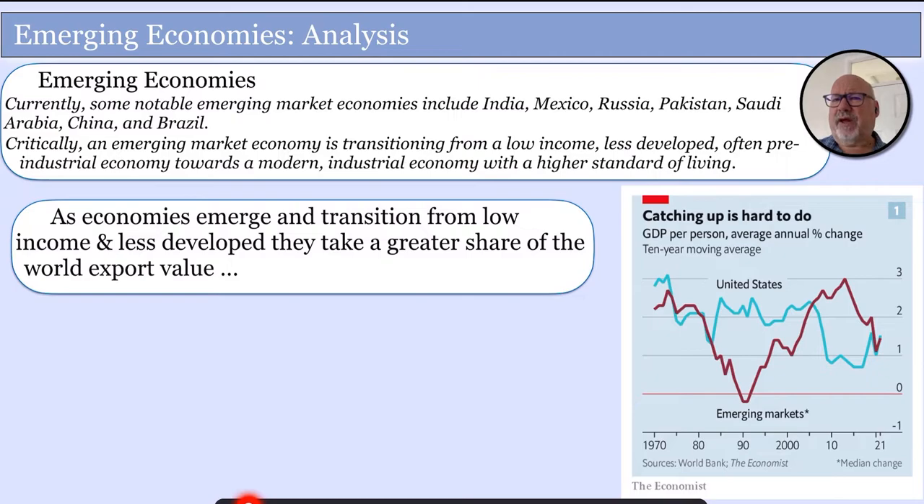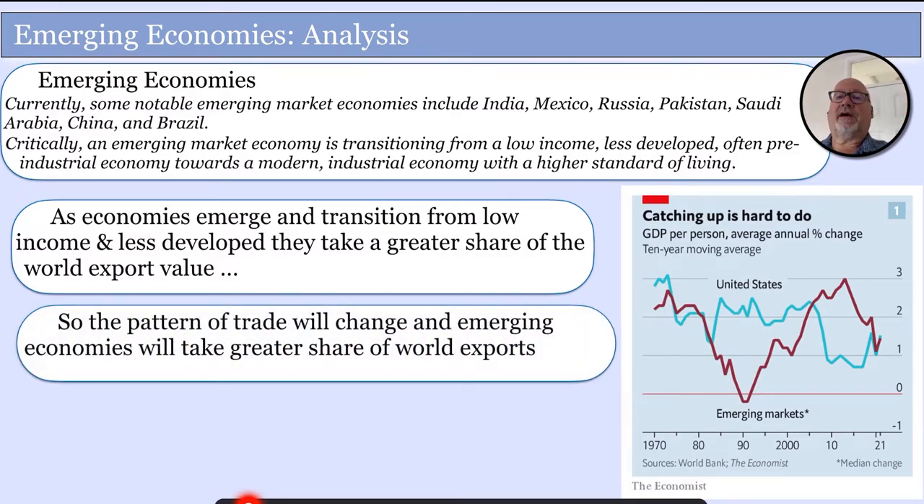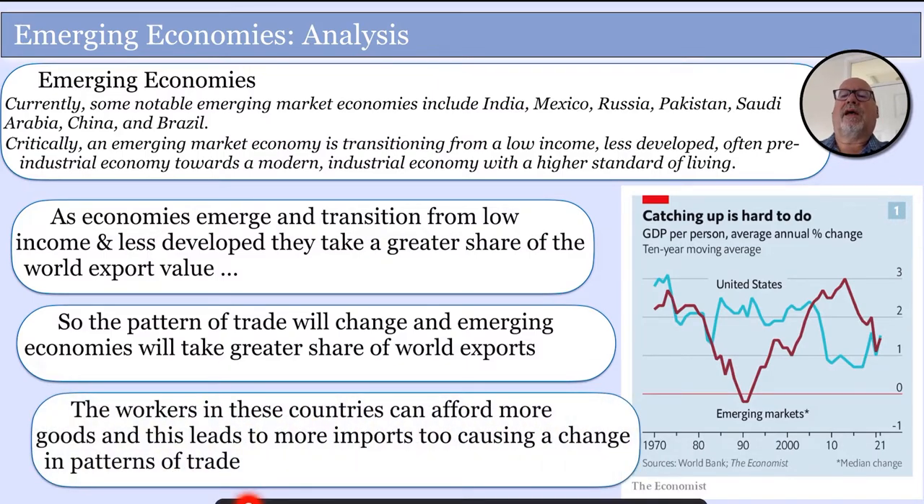But the analysis is, as they emerge, they transition, they will take a greater share of world export values. So their exports are going to be growing faster than other countries, so that's going to change the pattern of trade. Emerging economies taking a greater share, and the workers in these countries, as they emerge, can start to afford more goods. That leads to more imports too. So again, patterns of trade will change. Okay.